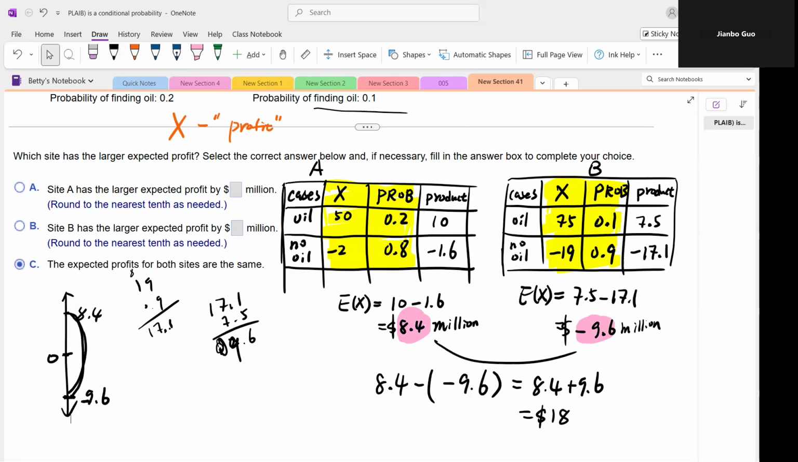Let me go enter the answer here: A has a larger expected profit by 18 million. Is it correct? I hope this explanation helps. I'll see you next time.